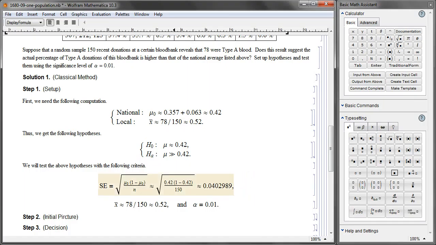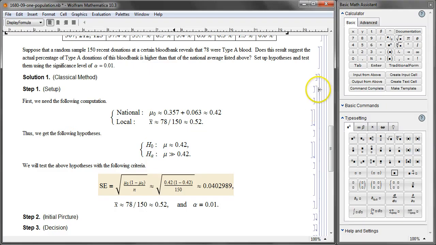Consequently, we end up with this standard error computation. Please note that I used the probability for the null hypothesis here, 0.42, not the other one. If we have to find out the confidence interval based upon this sample study, then we have to use 0.52 because we are not considering the table at all. But this is hypothesis testing. We have to use the null hypothesis here.